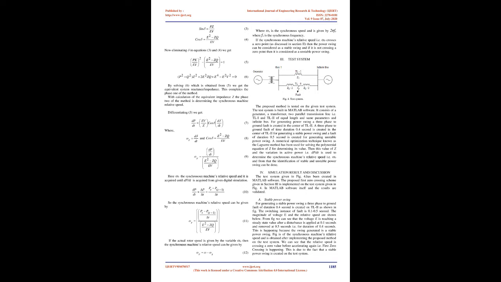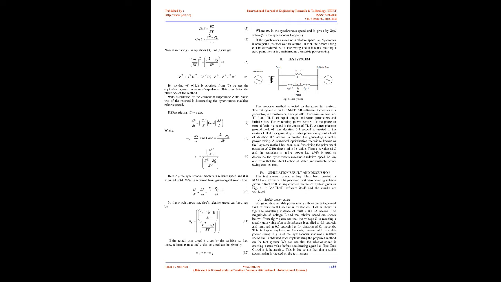A stable power swing can be differentiated from an unstable one based on the known fact that the synchronous machine's relative speed reaches zero before accelerating again. In Fig. 1, we can see that if B is the instant at which the disturbance is removed, then the swing generated is a stable power swing if the relative speed crosses the zero point once before accelerating again. If the swing generated is an unstable one, then the machine relative speed starts accelerating again without crossing zero point.